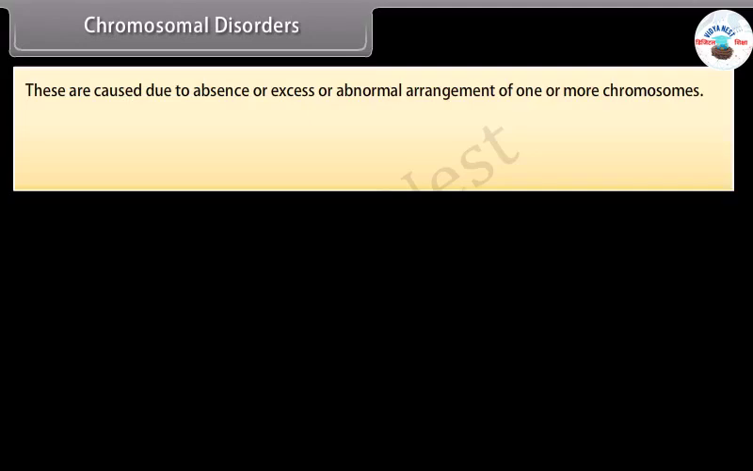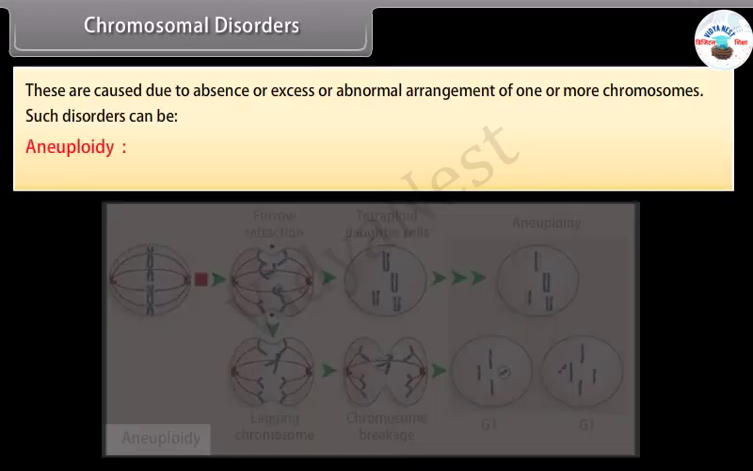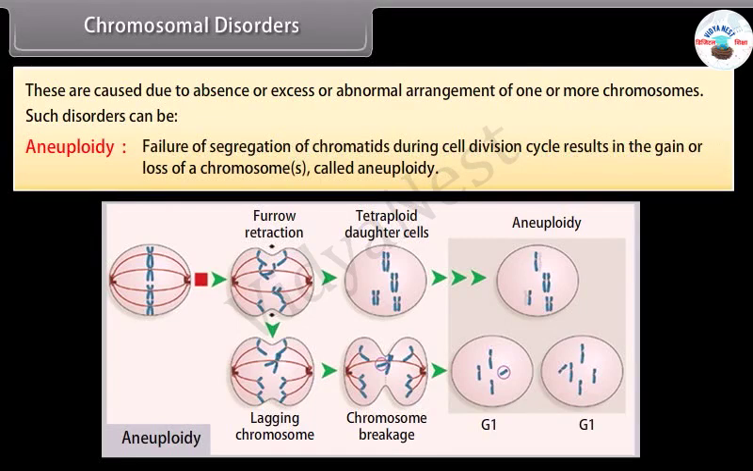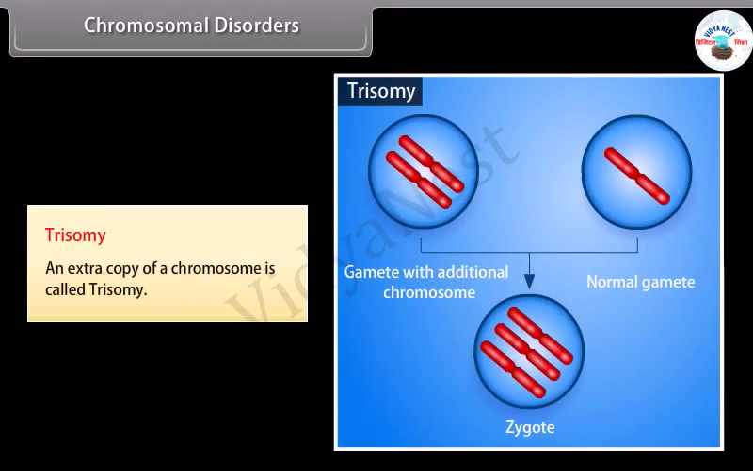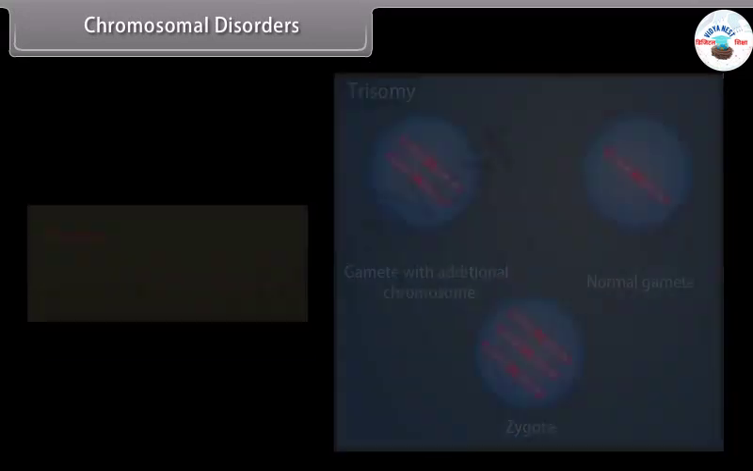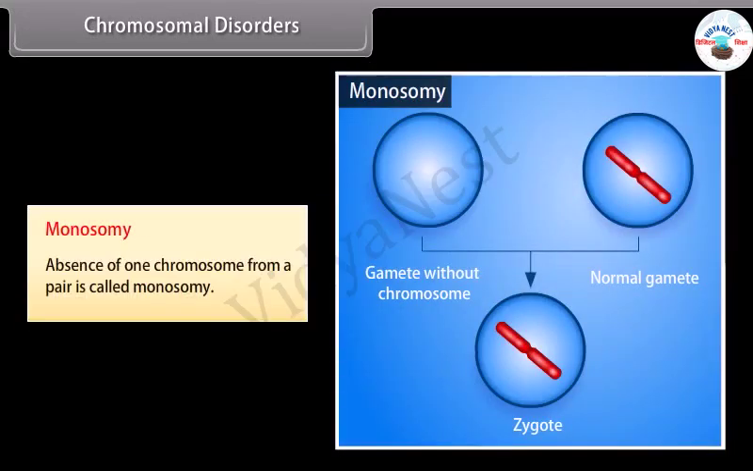Chromosomal disorders. These are caused due to absence or excess or abnormal arrangement of one or more chromosomes. Such disorders can be aneuploidy: failure of segregation of chromatids during the cell division cycle results in the gain or loss of chromosomes, called aneuploidy. Polyploidy: polyploidy is a condition that arises when cytokinesis does not occur after telophase, resulting in an increase in a whole set of chromosomes. Trisomy: an extra copy of a chromosome is called trisomy. Monosomy: absence of one chromosome from a pair is called monosomy.